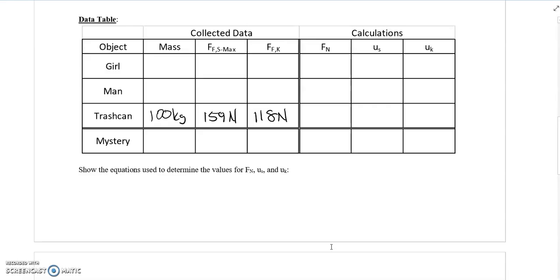All right, let's figure out how to calculate these. So if I'm drawing a free body diagram, I have my trash can.